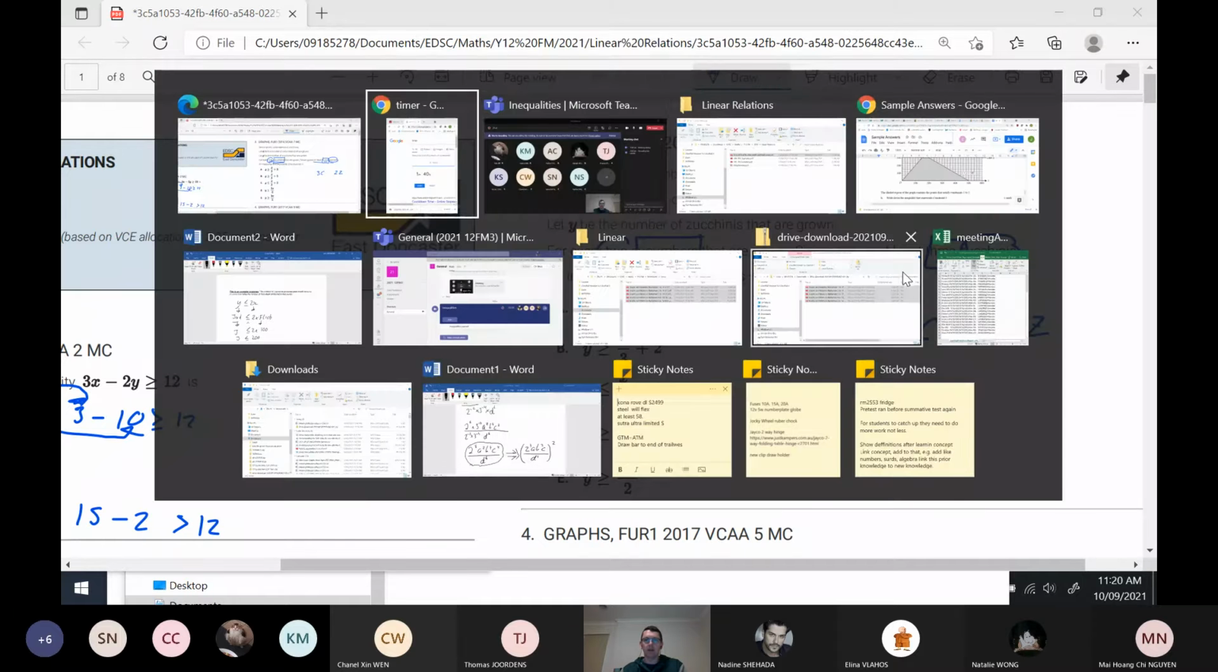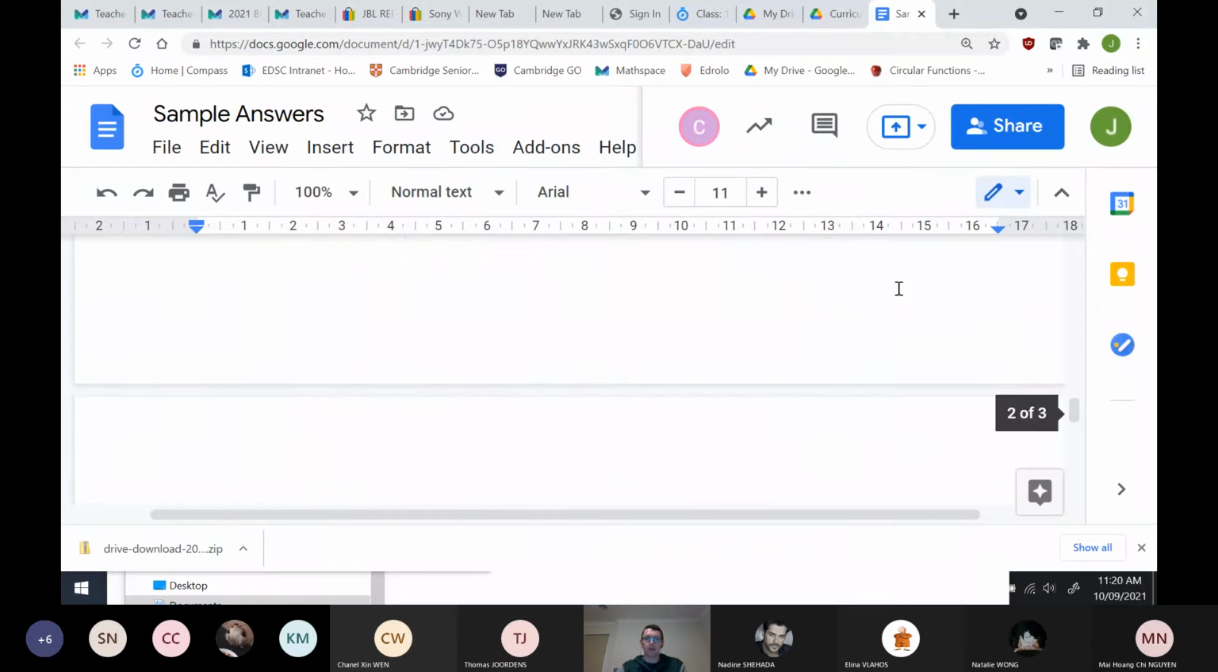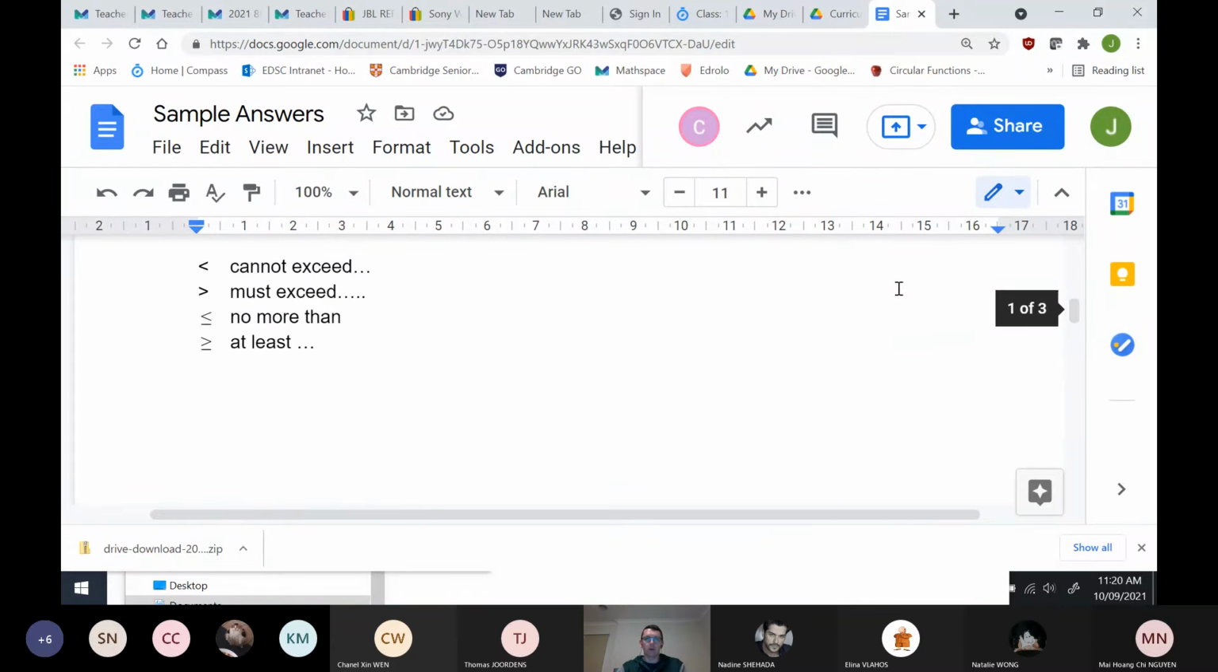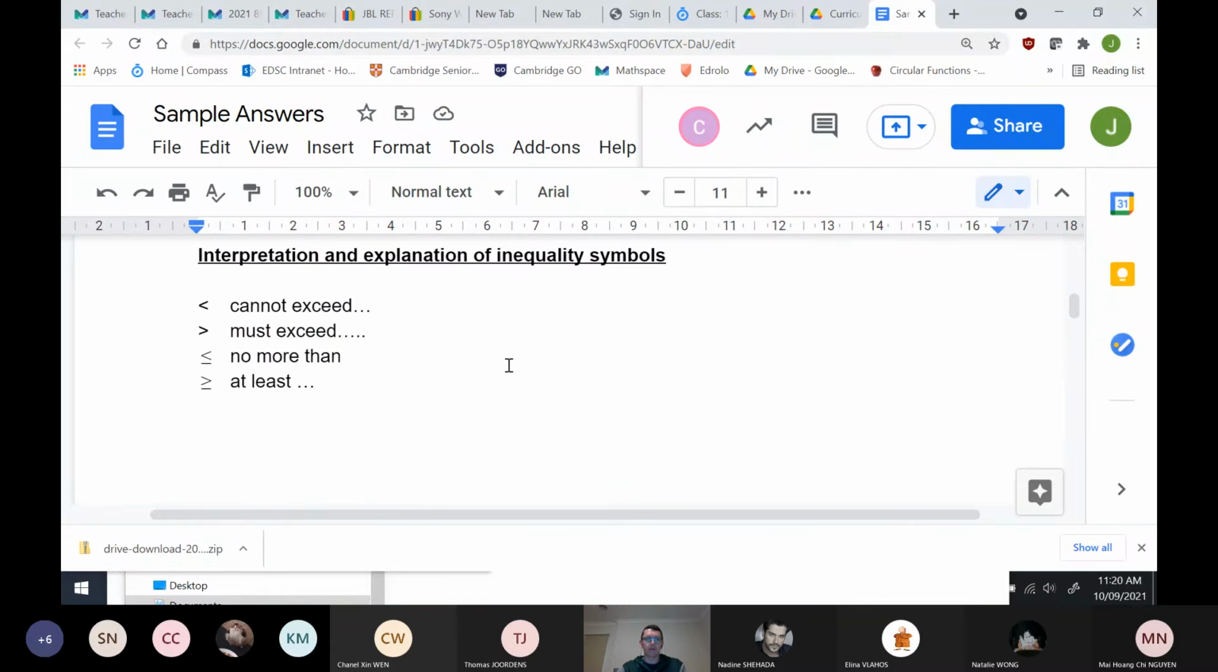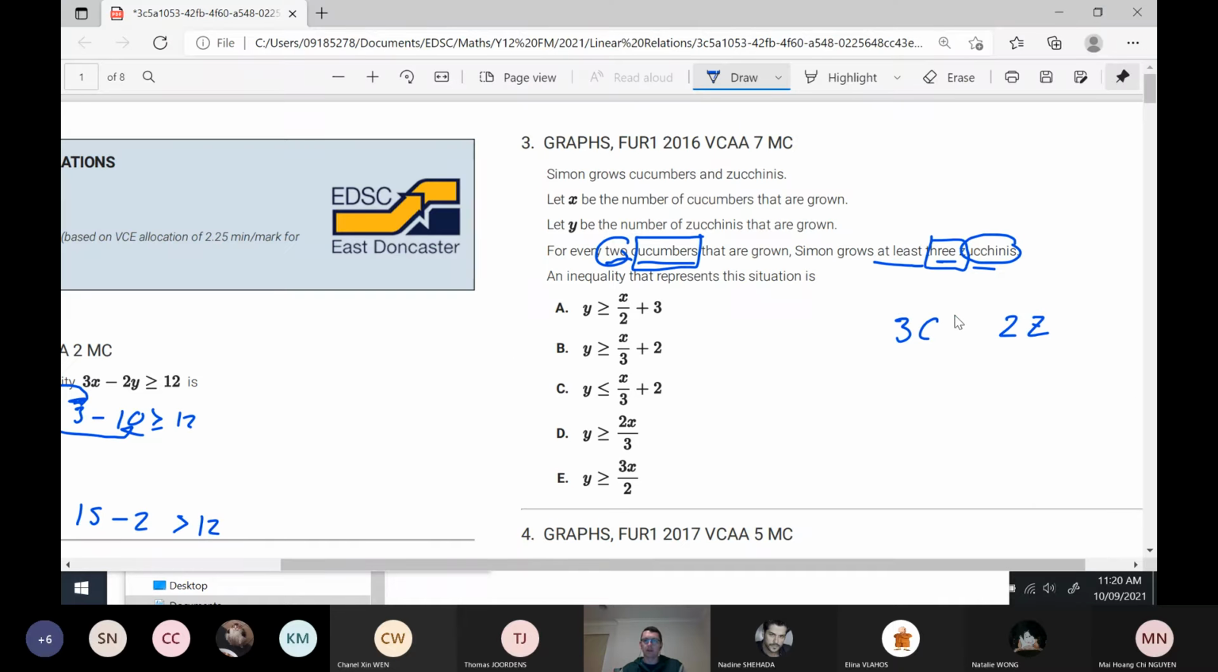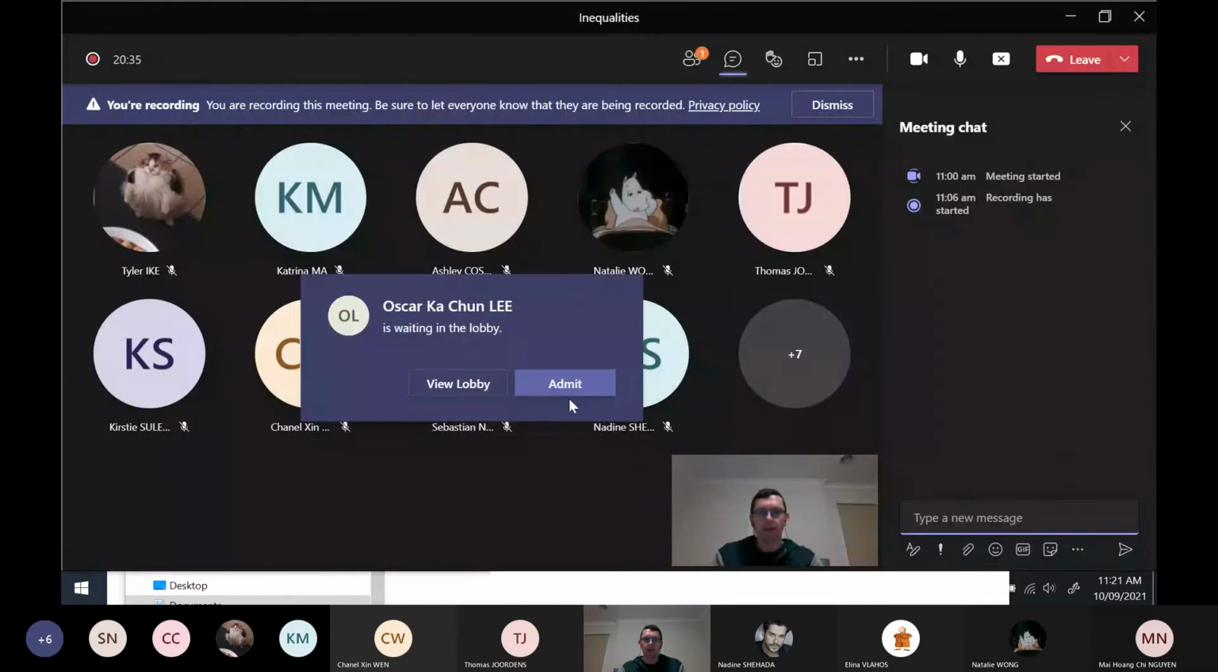Now, if we go back to our little one here, at least. Okay, I believe it's that way. Let's have a look how we go. An inequality that represents the situation below. Oh, hang on. Let x be the number of cucumbers, 3x, and y be the number of zucchinis. It might be like that. We'll see how we go.